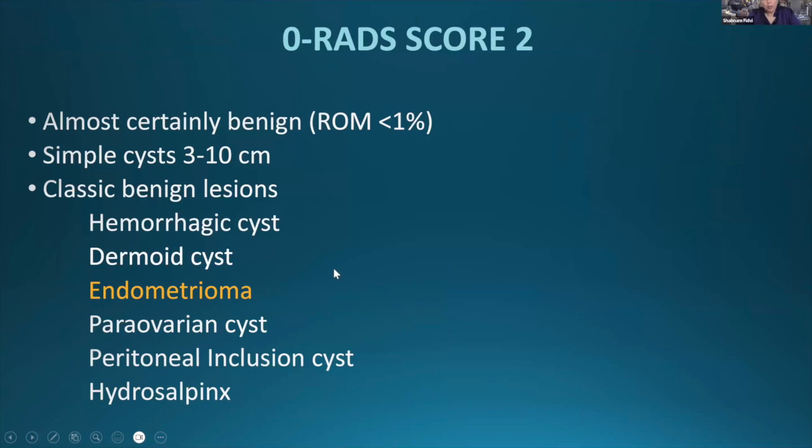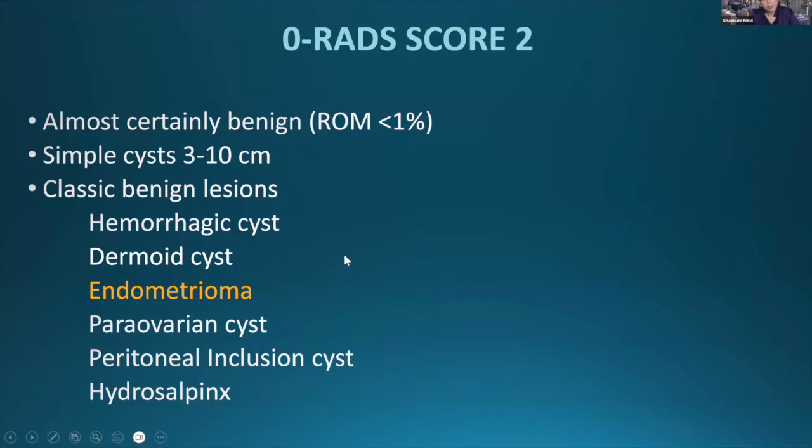Moving on to O-RADS score 2 lesions now. These are almost certainly benign lesions. Again, the risk of malignancy is less than 1%. This category includes simple cysts from 3 to 10 centimeters. It also includes unilocular and bilocular cysts from 3 to 10 centimeters.